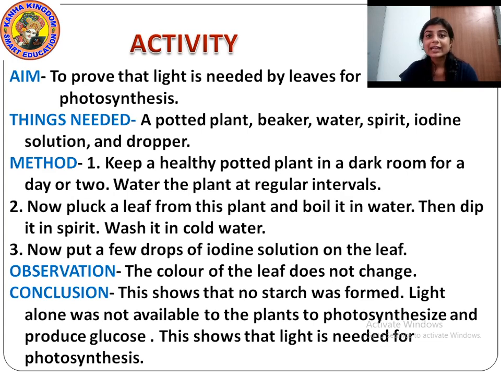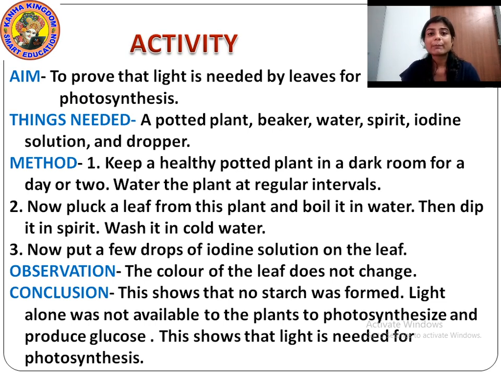Because there is no starch. And why is there no starch? When plants prepare food, the food that is prepared by the plant is in the form of glucose, that is starch, in the form of carbohydrate. Yes or no? And when there is no sunlight, how will the plant prepare food?